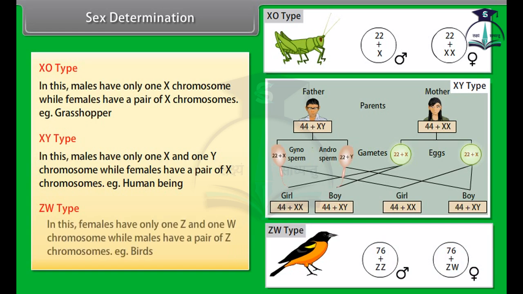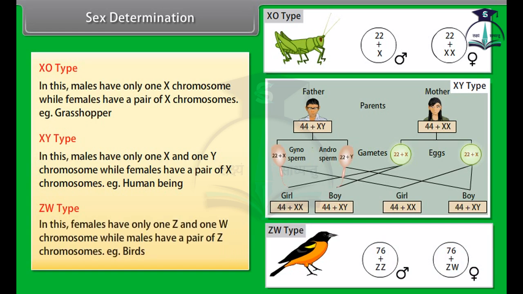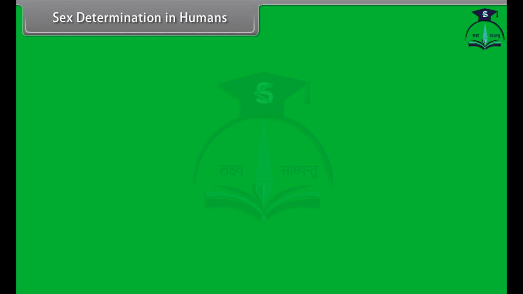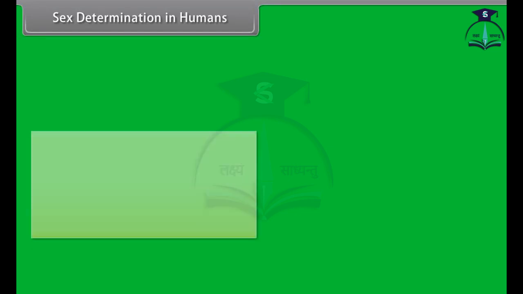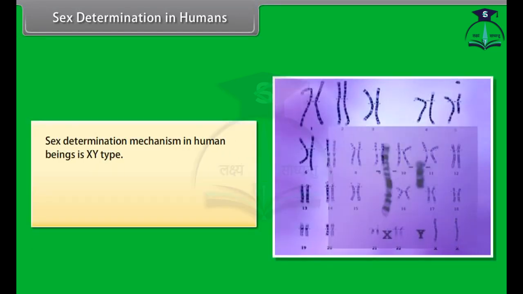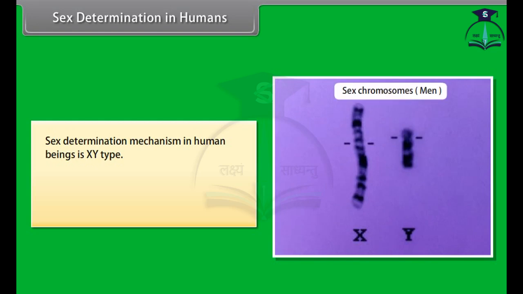ZW type: in this, females have one Z and one W chromosome, while males have a pair of Z chromosomes. Example, birds. Sex determination in humans. The sex determination mechanism in human beings is XY type.